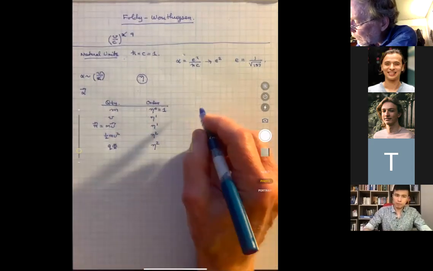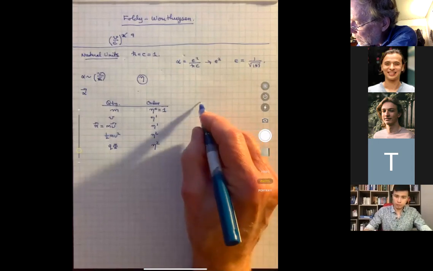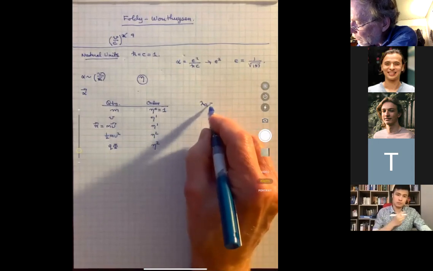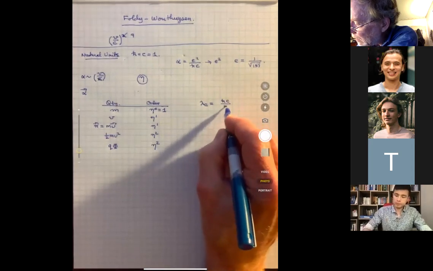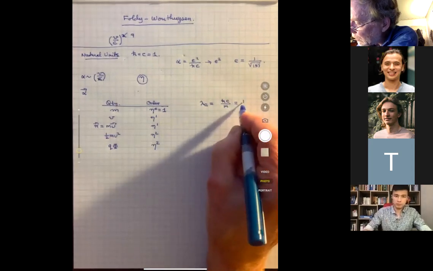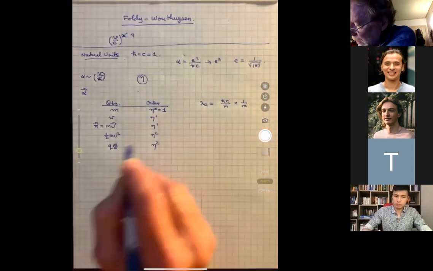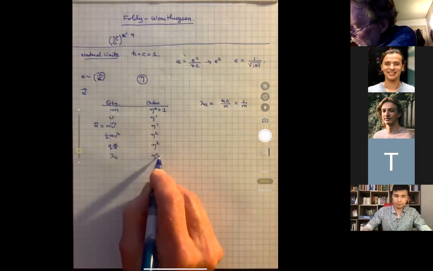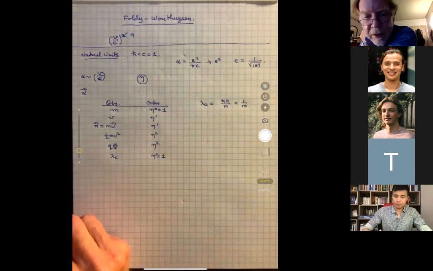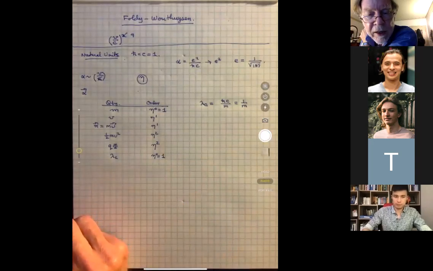Let's talk about length and distance scales too. Let's start with the Compton wavelength, which in ordinary units is equal to h bar c divided by the mass m, except in natural units that just becomes 1 over m. And so we see that the Compton wavelength is of order eta to the 0 equals 1. It's of order unity in this ordering scheme that we're using.